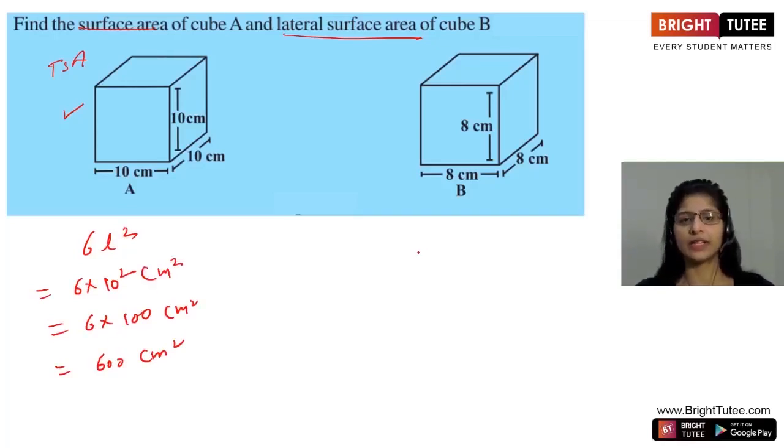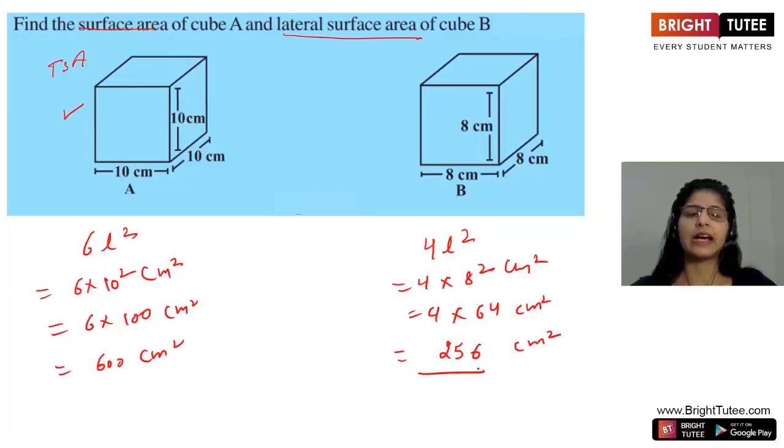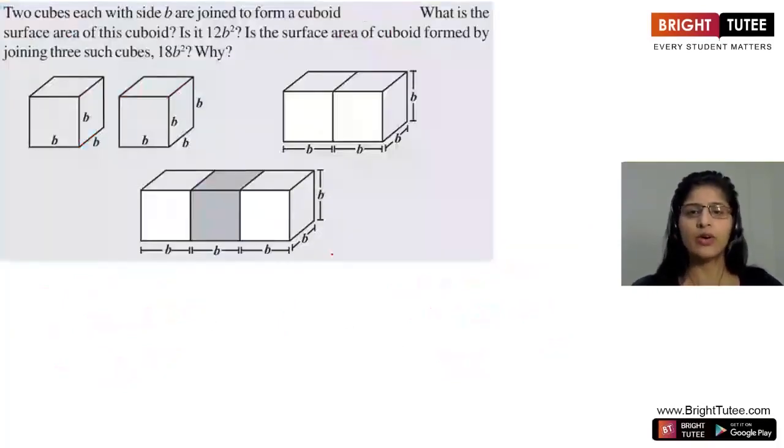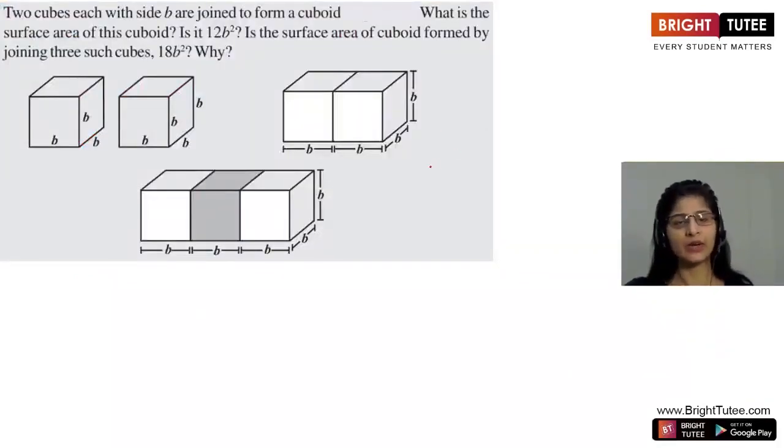Clear? Now for this one, if we find out, it will be 4L square. So 4 into L square, that is 8 square. 4 into 64. 4 4s are 16, 4 6s are 24 and 5, 256 square centimeter. So this is the lateral surface area and this is the total surface area of the different cubes that are given to us.